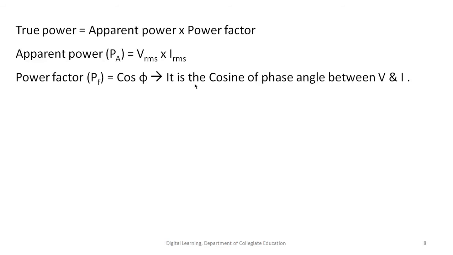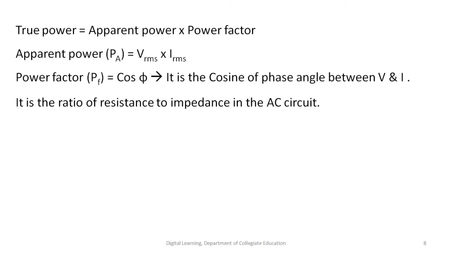It is the cosine of the phase angle between the current and voltage. Power factor is the cosine of the phase angle between the current and voltage. So it is the ratio of resistance to the impedance in the AC circuit. That is, cos phi will be equal to R by Z, that is ratio of resistance to the impedance.